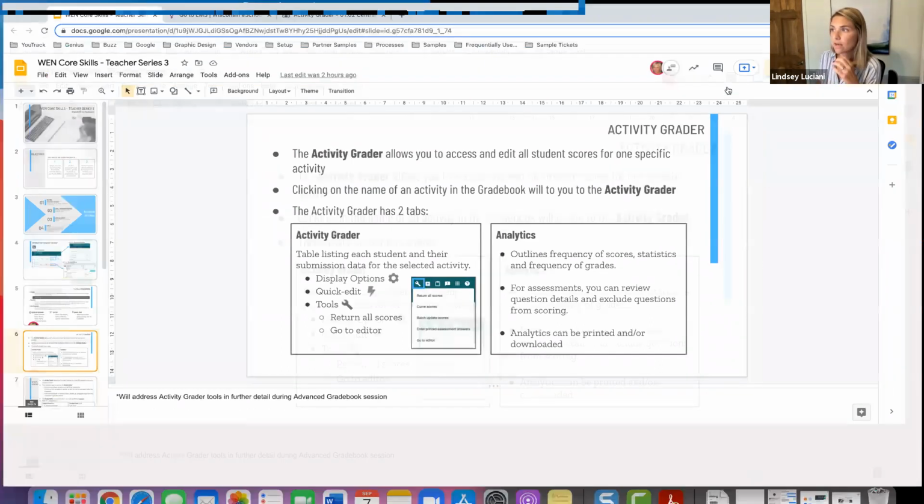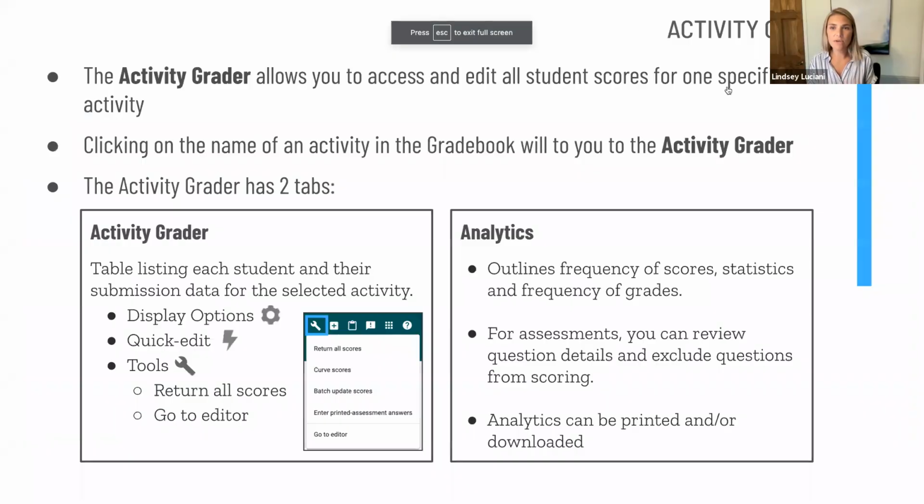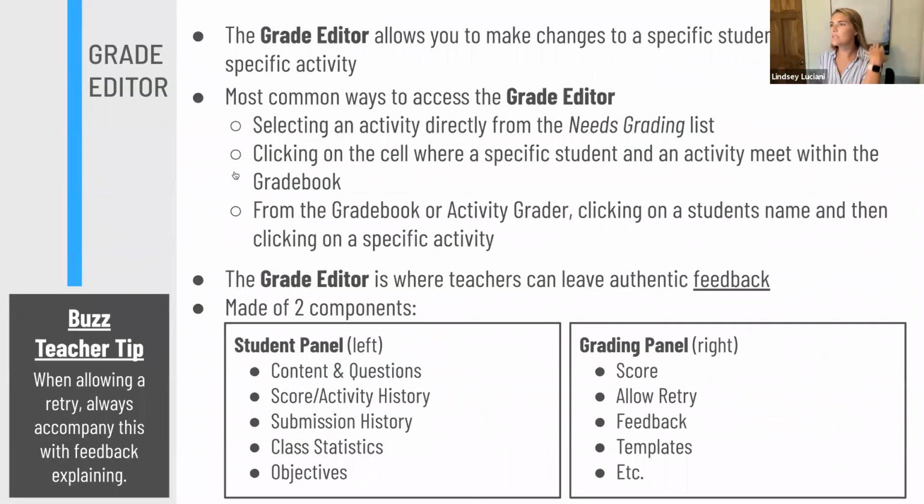the grade editor. So the grade editor, we've kind of mentioned a few times, but this is the space where you can make changes to a student's score on a specific activity. There's a lot of different ways to get there. You can, where the assignment and the student's name meet on the table, click on that and you'll access the grade editor. You can get there from clicking on the student's name in the activity grader.